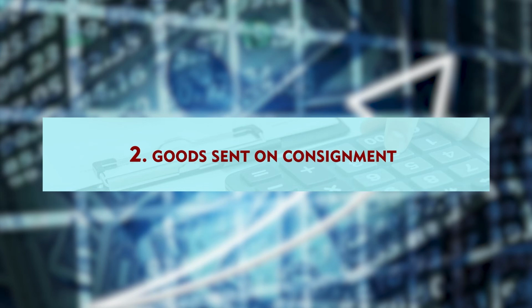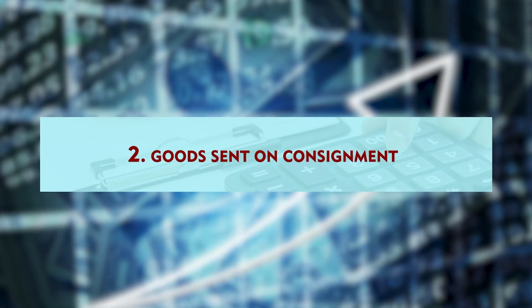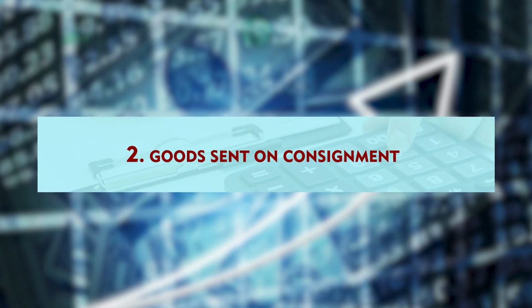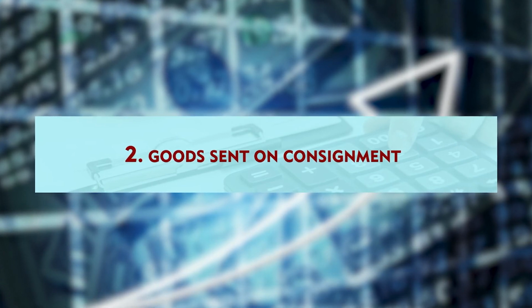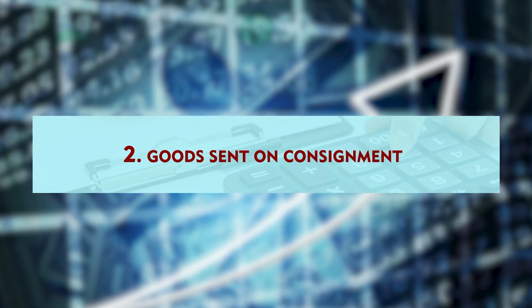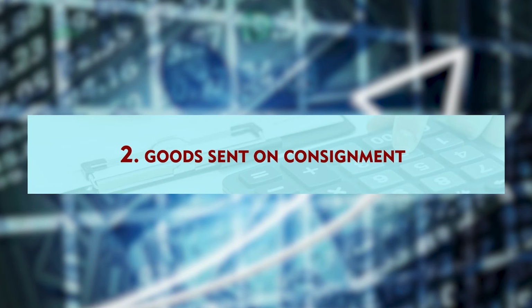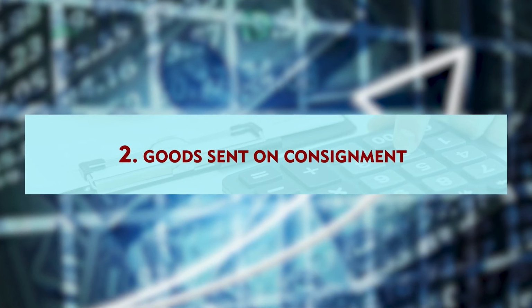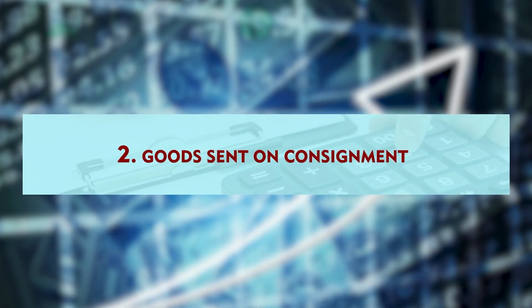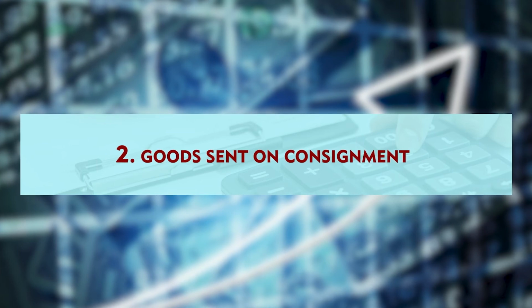The second item is goods sent on consignment. When the goods are dispatched by the consignor to the consignee at invoice price, the amount of loading is also included in the goods dispatched by the consignor to the consignee.